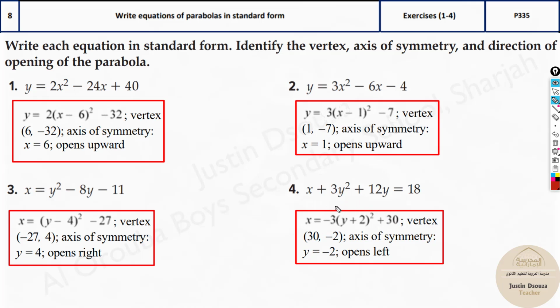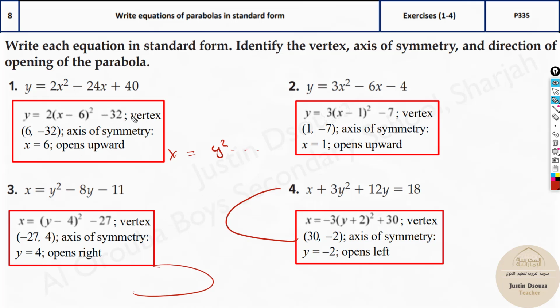And over here, it's the same thing. It's just that the orientation is different. Now, one thing, if it is y is equal to x squared and so on, if it is plus, it opens upwards, minus, it opens downwards. But what if it is x is equal to y squared and so on? So if it is plus, it opens to the right. If it's minus, it opens to the left. That's the only thing. And here the axis of symmetry is the y.